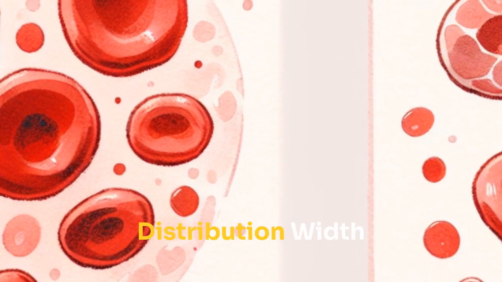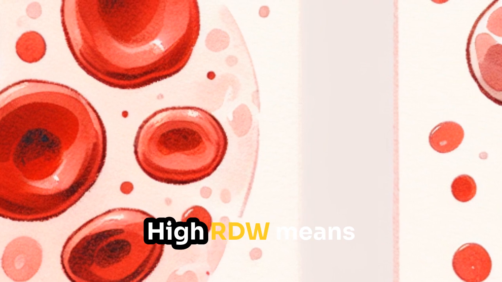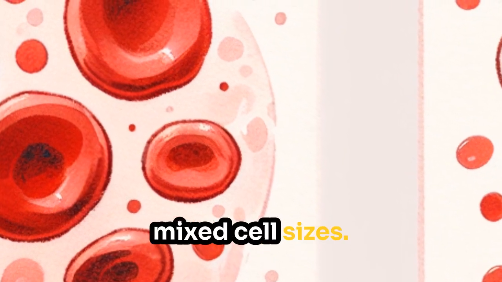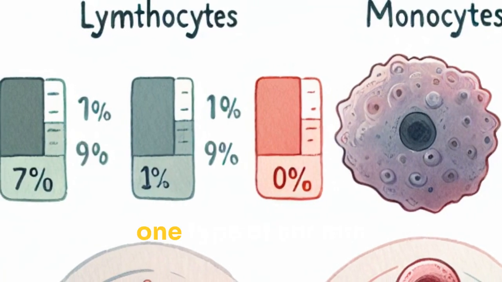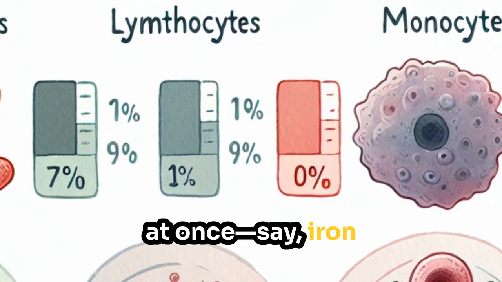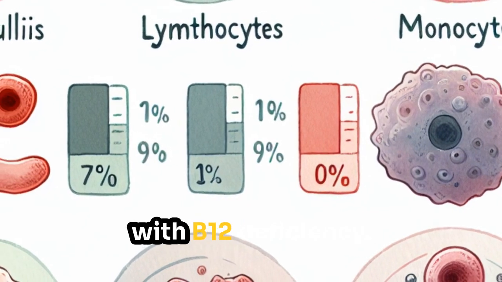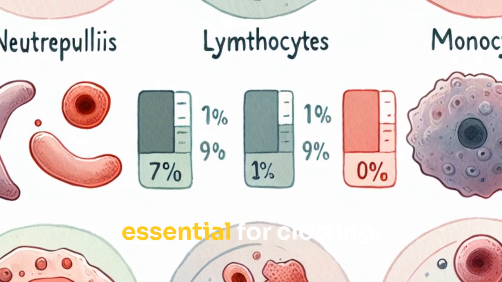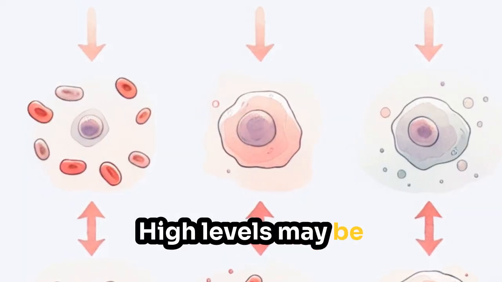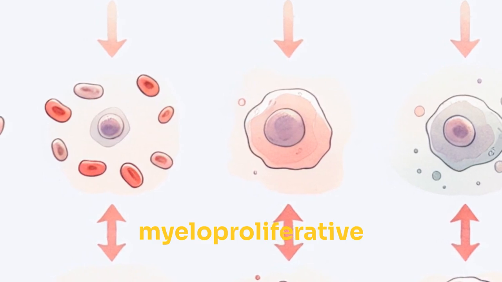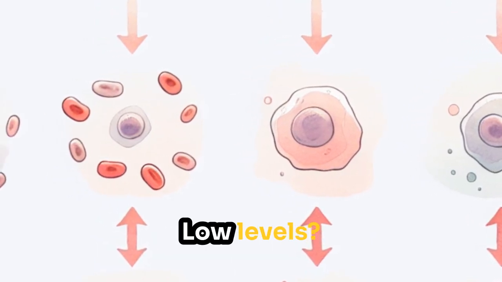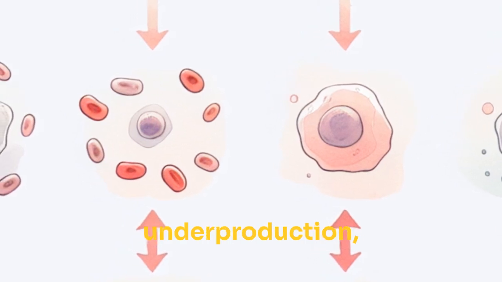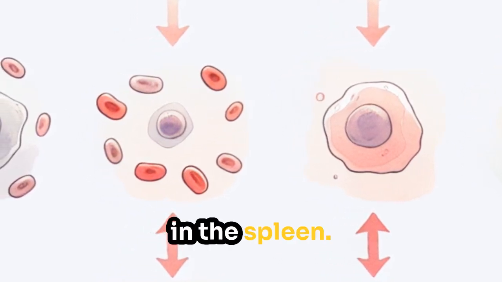RDW, red cell distribution width. High RDW means mixed cell sizes. It's useful when you're seeing more than one type of anemia at once, say iron deficiency overlapping with B12 deficiency. Platelet count and MPV. Platelets are essential for clotting. High levels may be reactive or a sign of myeloproliferative disease. Low levels, think destruction, underproduction, or sequestration in the spleen.